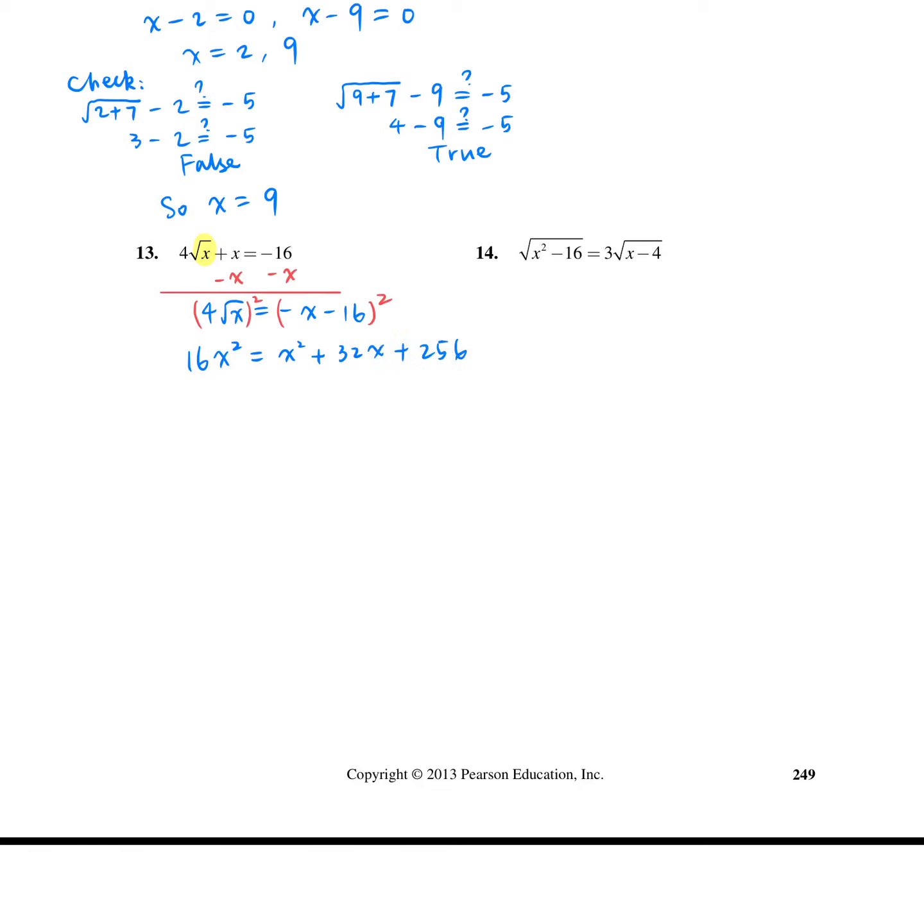You could also use FOIL if you want. Once we have this, I'm going to move everything to one side of the equation. And by the way, on the left hand side, actually I made a mistake. When I squared the left hand side, it's actually 16x, right? 16x. And then I'm going to move that 16x to the right hand side. So subtract 16x from both sides. The left hand side will become 0. The right hand side, x squared plus 16x plus 256.